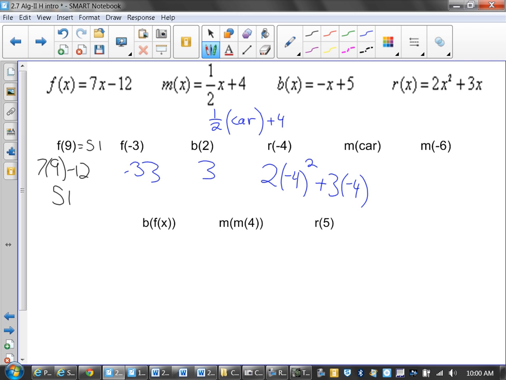All this means is you take whatever is in here, and you substitute it for X. If you can simplify, you simplify. If you can't, you leave it. It's kind of like a goofy example, but that's all it means. You can't do anything with it. You're not going to cut a car in half. It's not cut.